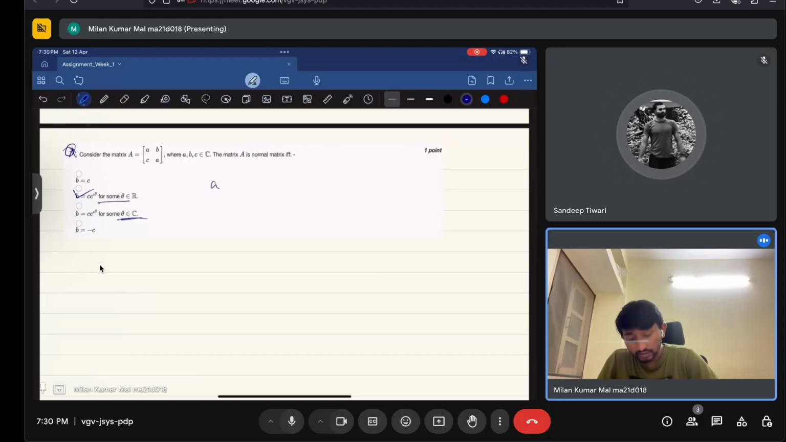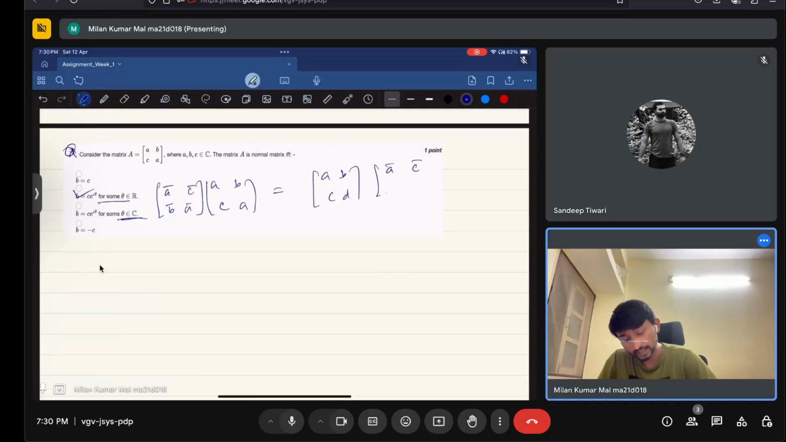Okay, A is a normal operator, so let's write it this way. A, B, C, D are all complex numbers, right? So this will be A star, which is A bar, C bar, B bar, D bar. Multiplying A star with A, we get mod A square plus mod C square equals mod A square plus mod B square, right? So mod B square is equal to mod C square.